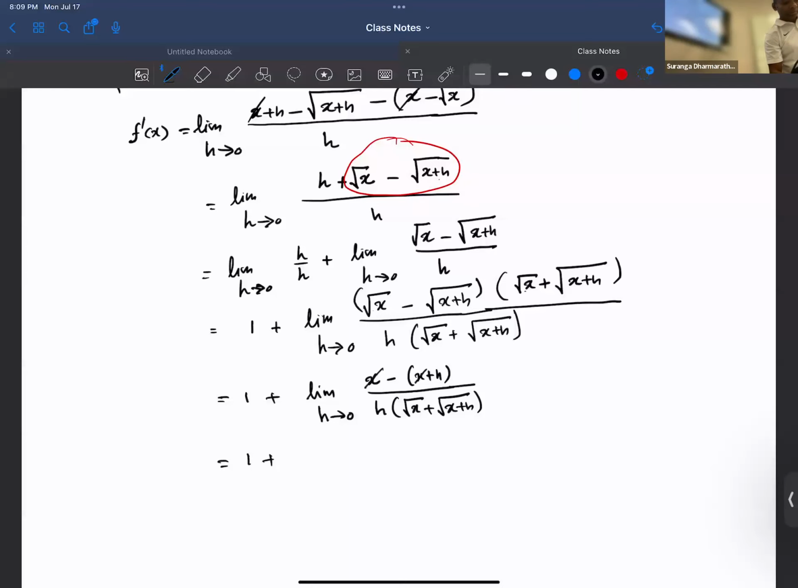You can put plus the limit of negative h divided by h times the quantity square root of x plus square root of x plus h. This is negative 1, right? This limit goes to h equals 0. So 1 minus the limit as h goes to 0 of 1 over square root of x plus square root of x plus h.